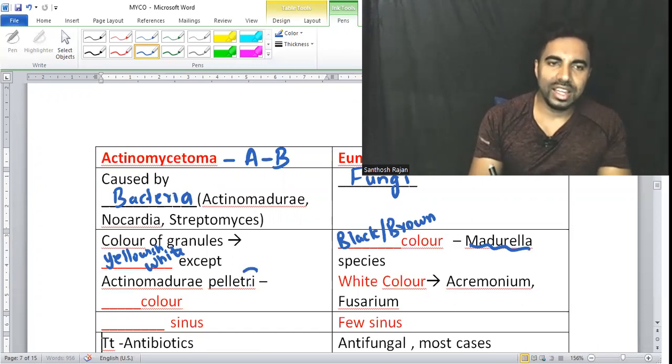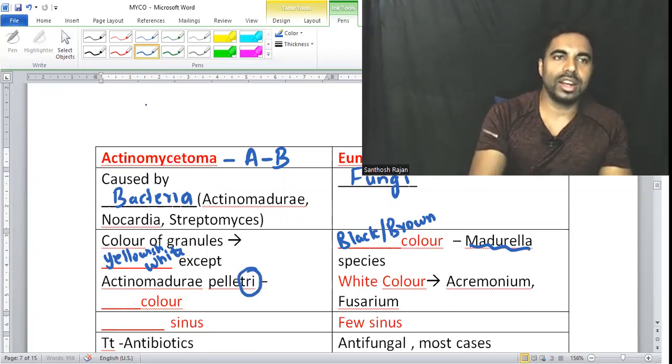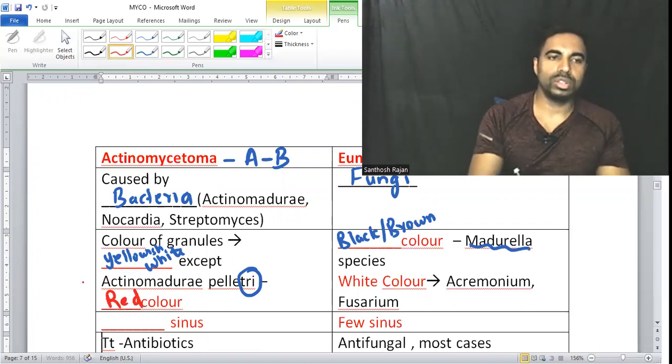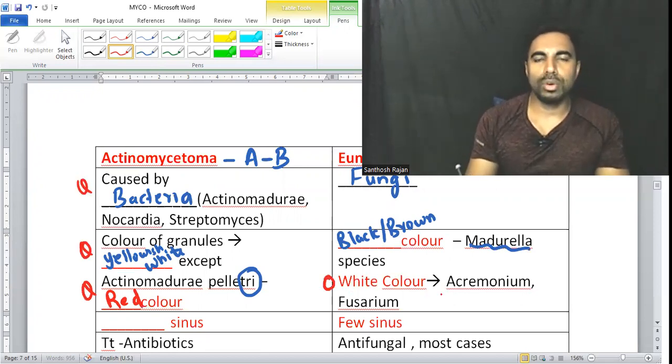Except Actinomadura pelletieri, which is red color. Actinomycetoma, this is the exception, so they might ask you. This is all question. White color: Acremonium and Fusarium also. This is also asked.